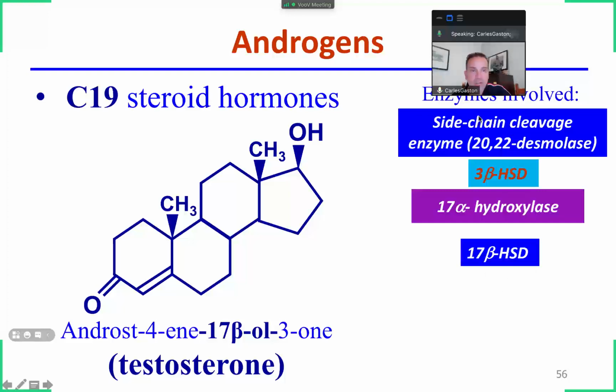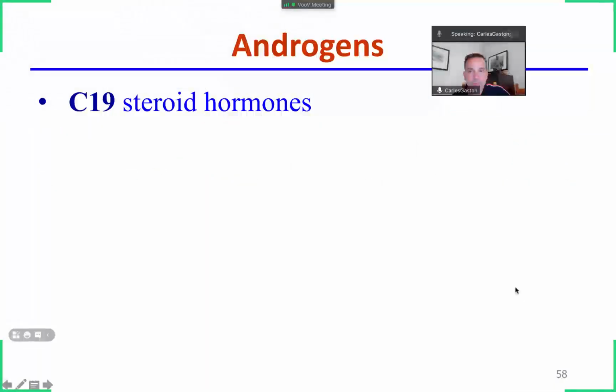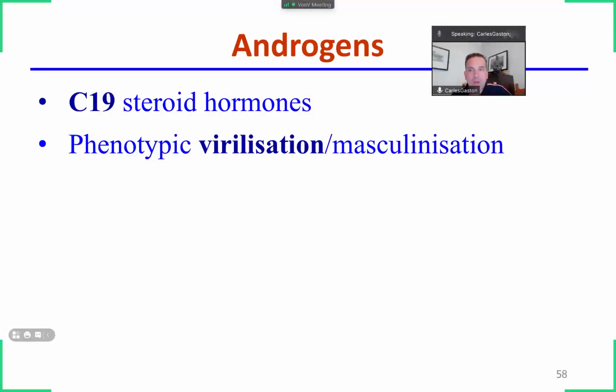So you can see here the enzymes involved. Again, the side chain cleavage enzyme, 20,22 desmolase, 3 beta HSD, 17 alpha hydroxylase, and 17 beta HSD. So you can have here the enzymatic part of this area, which basically produces the testosterone and the androgen with these two enzymes. The importance of androgen is phenotypic virilization and masculinization, very important for the masculine traits.